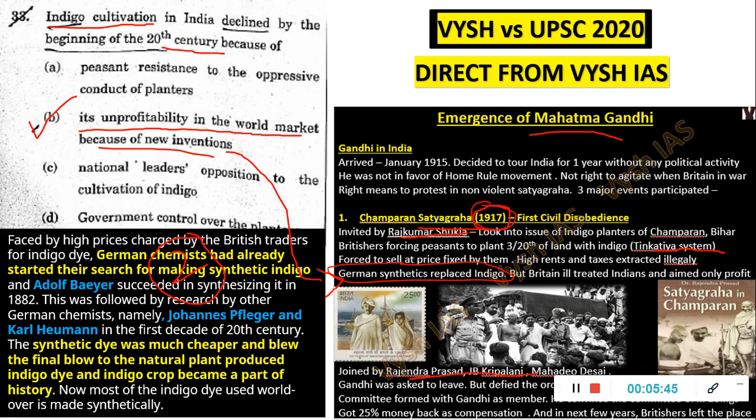If you Google about the same thing, you will find details like, faced by high prices charged by the British traders for indigo dye, German chemists had already started their search for making synthetic indigo, and this person, Adolf Bayer, succeeded in synthesizing it in 1882. This was followed by research by other German chemists, namely Fletcher and Carl Humann. These are extra information I'm giving you. The synthetic dye was much cheaper and dealt the final blow to the natural plant-produced indigo dye, and the indigo crop became a part of history. Most of the indigo dye used the world over is made synthetically. So this is what happened when the new invention from this German chemist came.